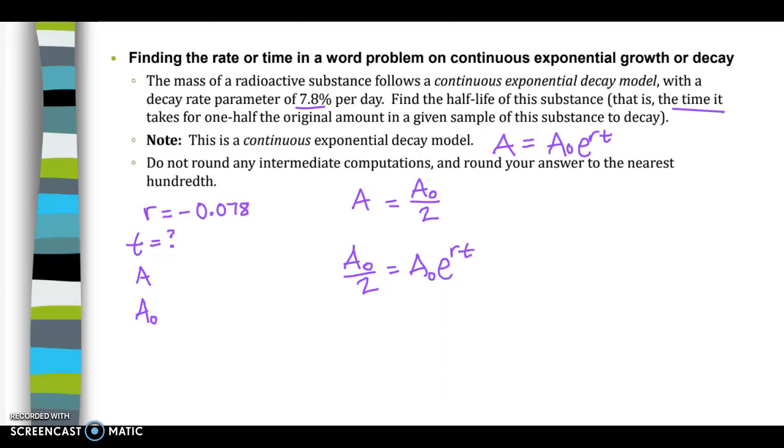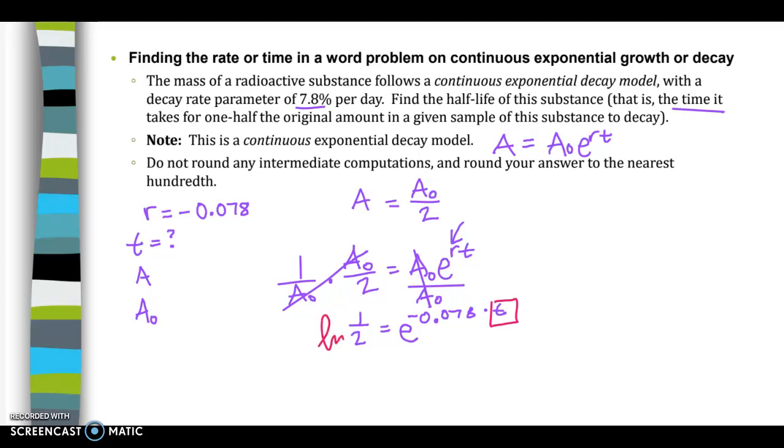Now what good will that do? Well, when I divide by A naught, or multiply by 1 over A naught, that's the same thing. Those are going to go to 1, so I end up getting 1/2 equals e to the r. I could have plugged in r here. I know what r is: negative 0.078 times t. Now all I need to solve for is t.